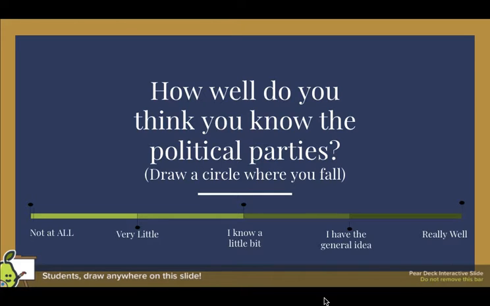I also usually do Pear Deck. I don't know if you guys have done Pear Deck before, where it's kind of interactive. You would log on almost like a Kahoot, and then the slides would pop up on your screen, and you can draw on them on some slides and interact. And I usually ask students how well they think they know the political parties, as far as what they believe, what they want to do, kind of what their big issues they support are. So what do you guys think? How well do you think you know the political parties?